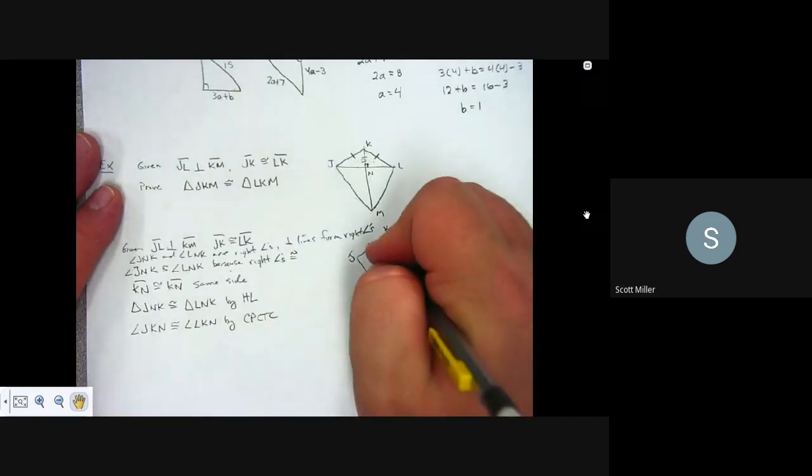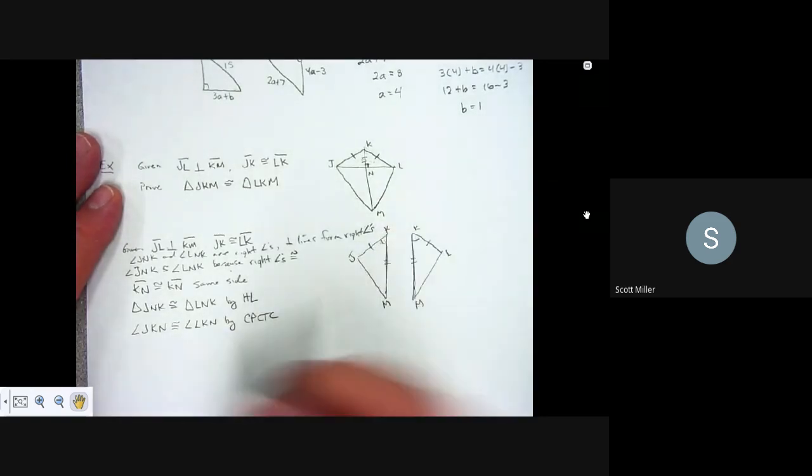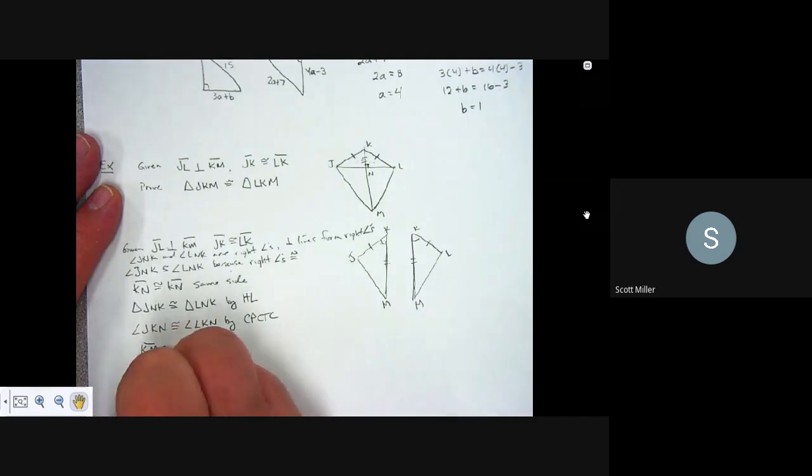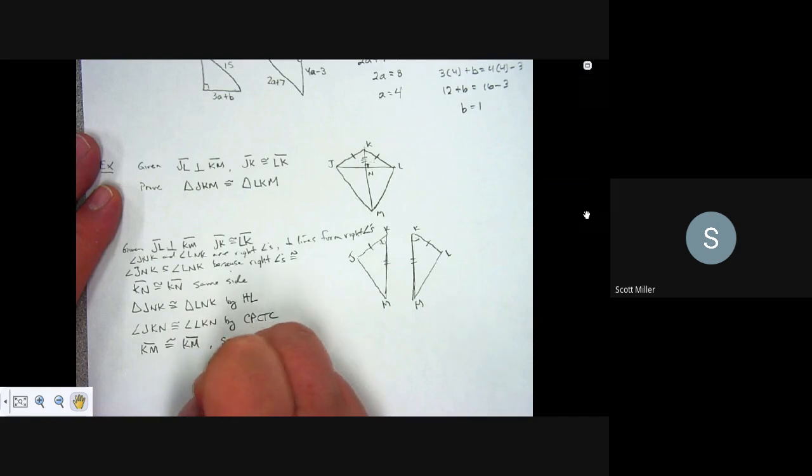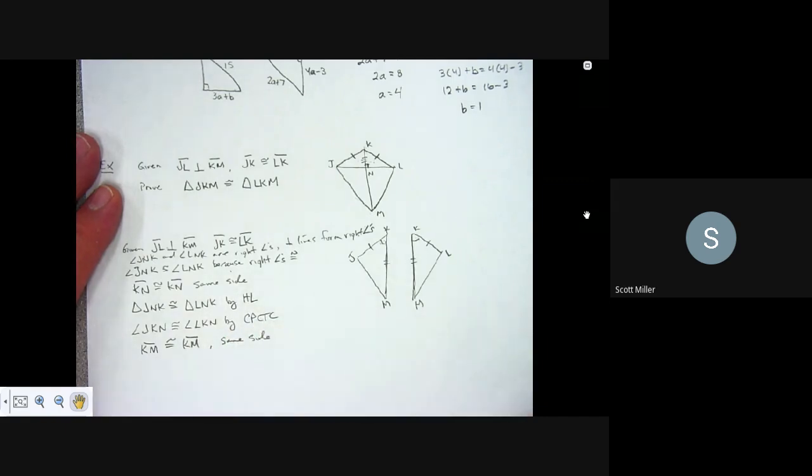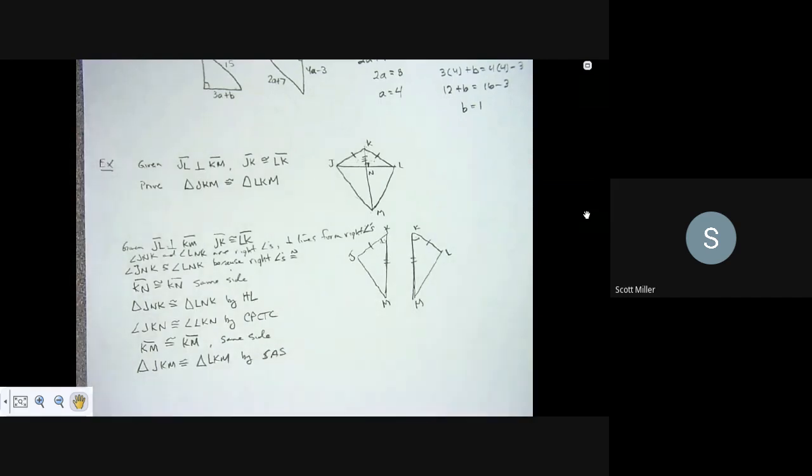So now I have this angle right here. KM is congruent to KM. It's the same side. And then triangle JKM is congruent to triangle LKM by side angle side. And so there you go. That is one proof.